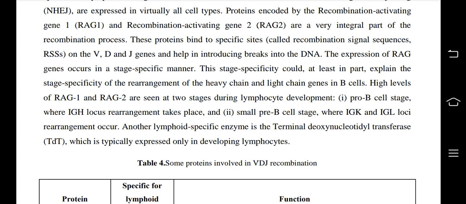High levels of RAG1 and RAG2 are seen in two stages during lymphocyte development: the pro-B cell stage, where IgH locus rearrangement takes place, and the small pre-B cell stage, where IgK and IgL loci rearrangement occur. Another lymphoid-specific enzyme is terminal deoxynucleotidyl transferase, which is typically expressed only in developing lymphocytes.